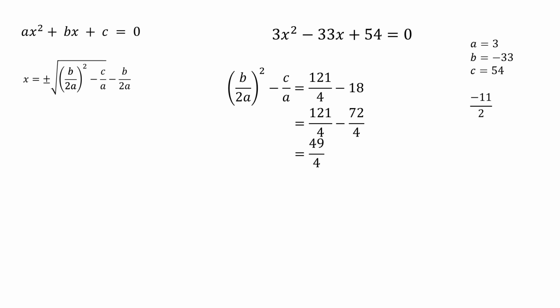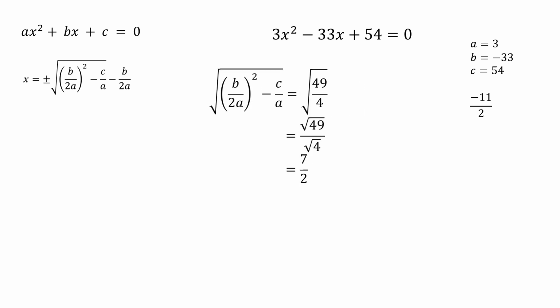So now let's hop into the square root part. Like we've calculated just now, b over 2a squared minus c over a will be 49 over 4. And if we square root the whole thing, it will be the square root of 49 over 4. And the square root can be distributed to the 49 and the 4, and we will get square root of 49 divided by square root of 4, which in the end becomes 7 over 2.